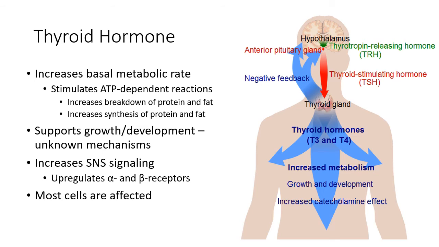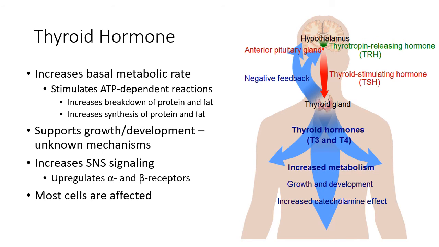Okay, so a little more detail on thyroid hormone. It increases the basal metabolic rate, which means that it increases how fast ATP-dependent reactions are occurring. That would be reactions that require ATP. So that includes the breakdown of protein and fat and the synthesis of protein and fat. So overall, when your basal metabolic rate goes up, if it doesn't go up too much, you should have an equal rate of breakdown and synthesis of protein and fat. It'll just increase the rate of breakdown and increase the rate of synthesis the same amount.